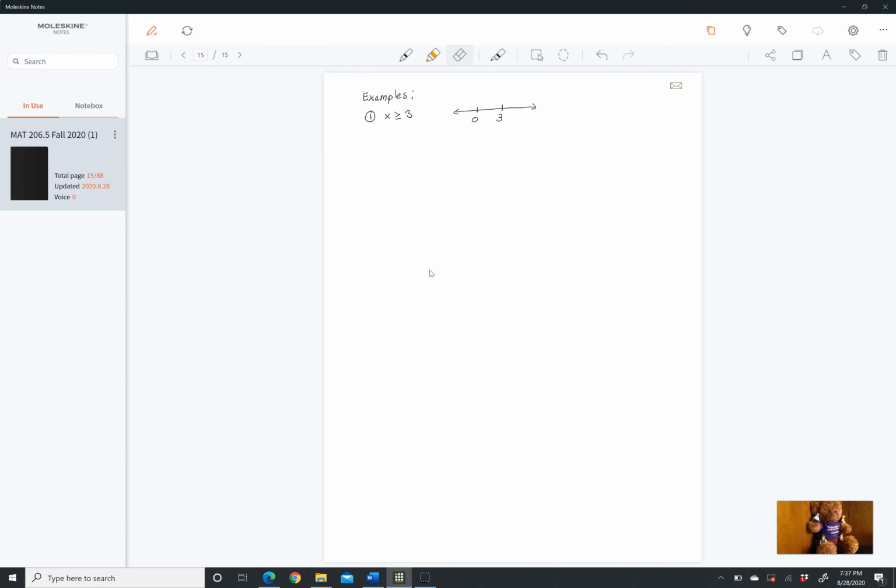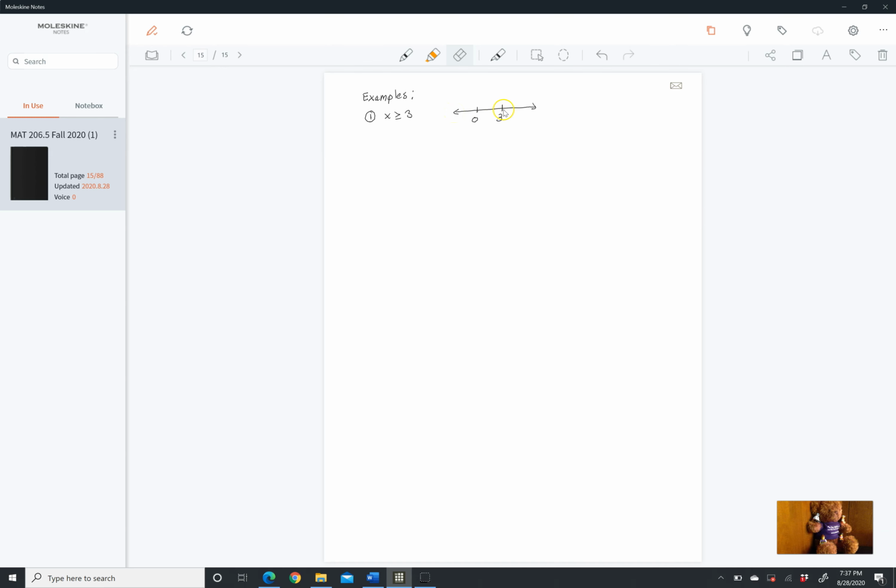You don't even have to mark off 1 and 2. It's not necessary. Now x is greater than or equal to 3. So greater than or equal to is to the right, right? 4 would be greater than or equal to 3. 5 would be greater than or equal to 3. Whereas any of the numbers in between here or on the left, that would not be the case.